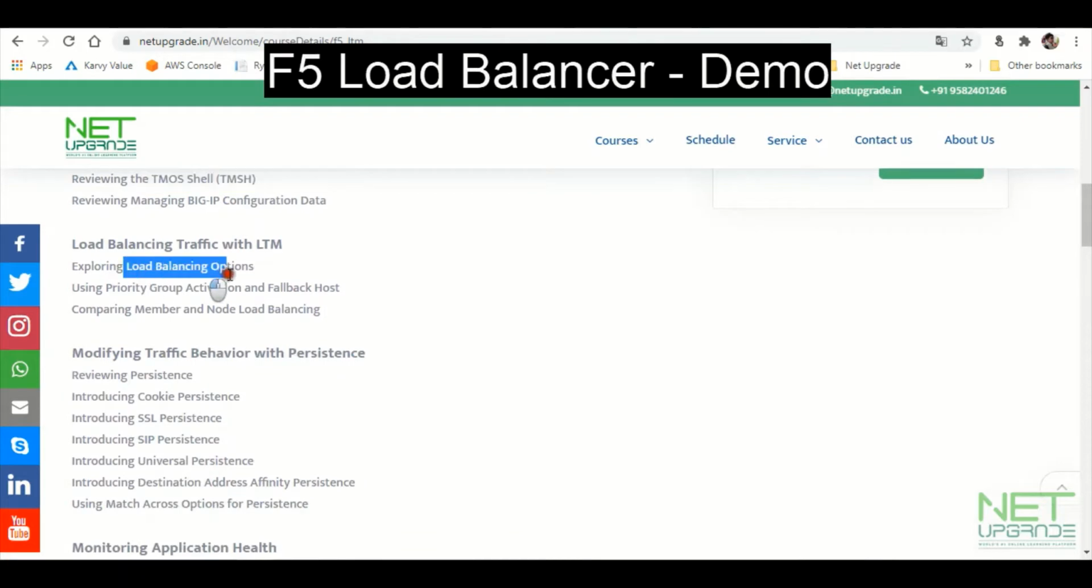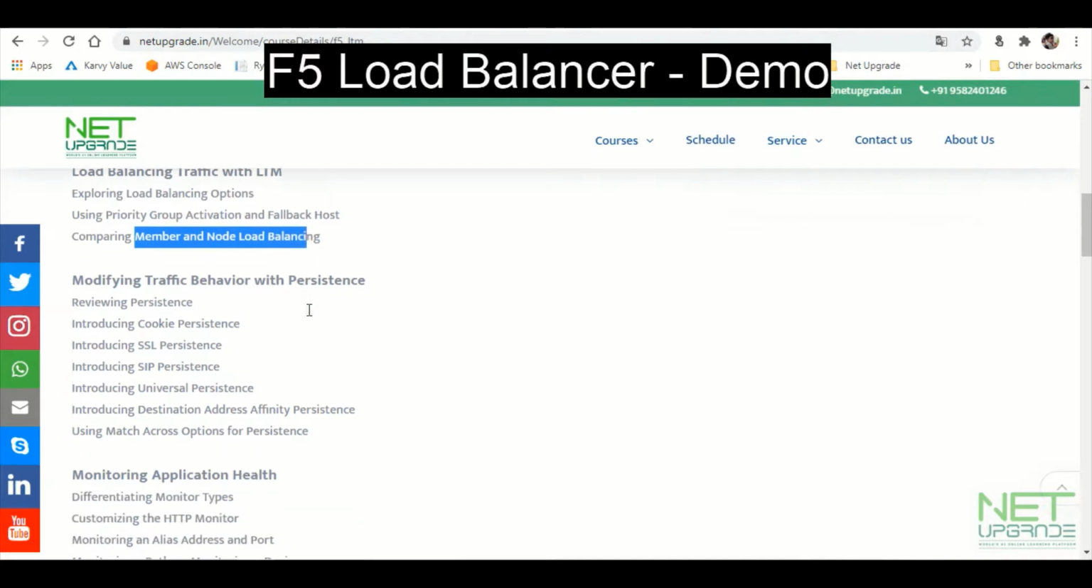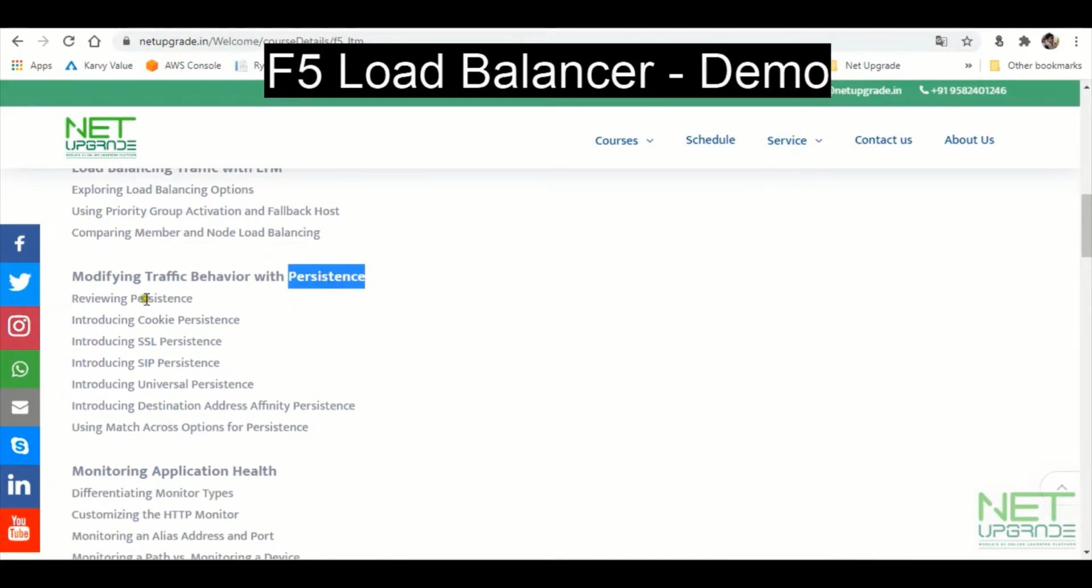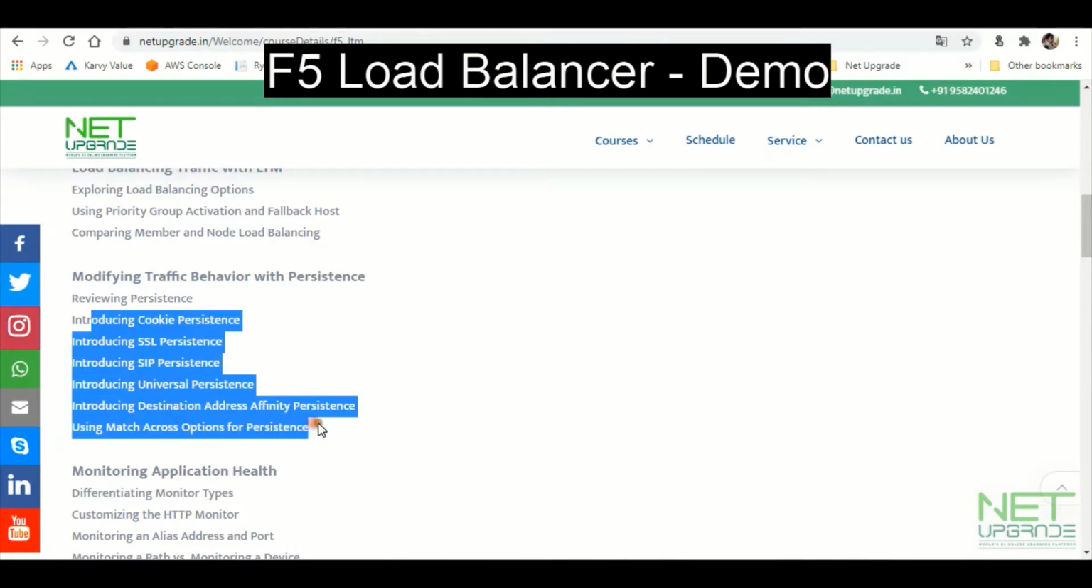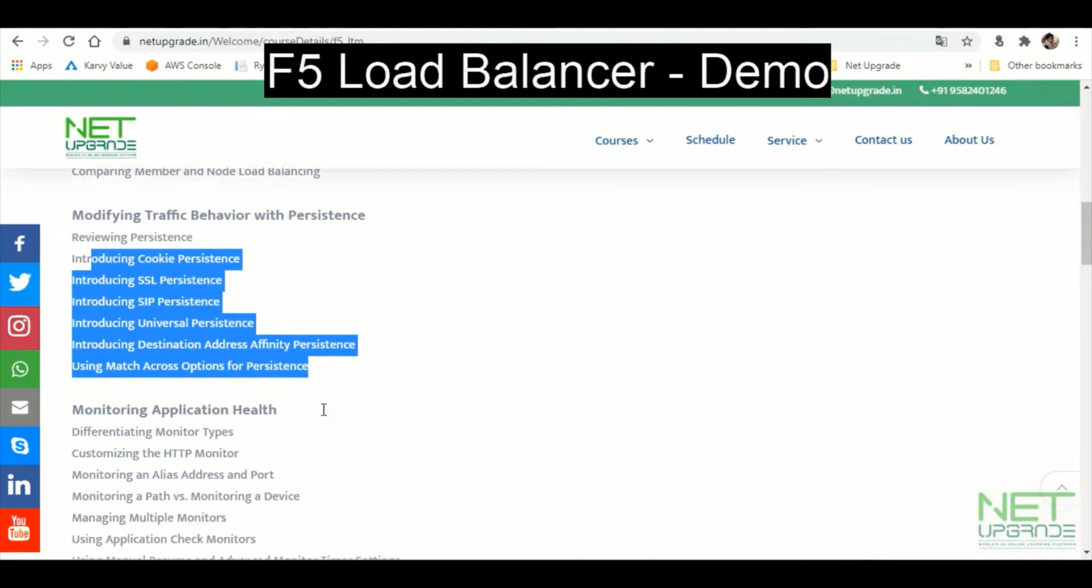the load balancing options. What is the priority group activation and fallback host, what is the difference between member and node load balancing. Then we'll go to persistence and understand what is persistence and what type of persistence is going to get configured.